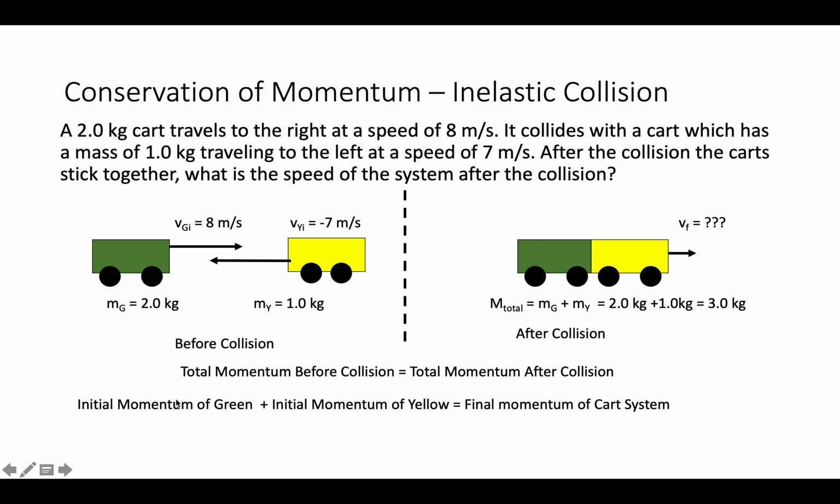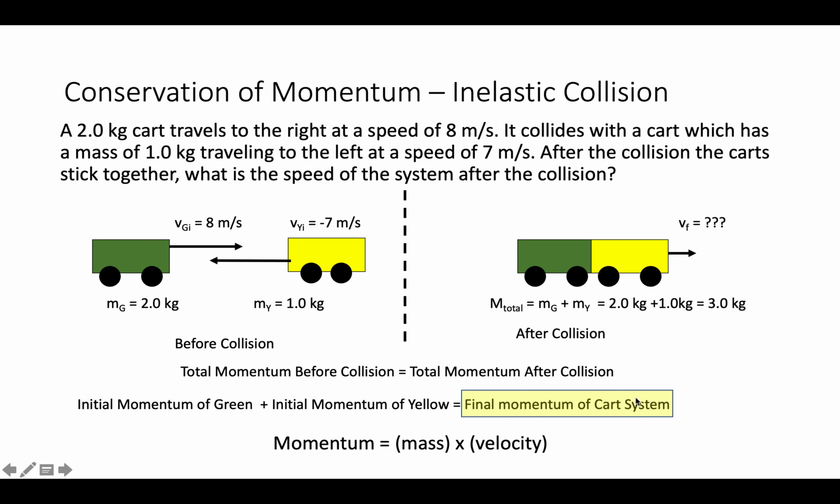Now before the collision, the green cart and the yellow cart each have momentum, and we can determine their momentum before the collision, and that has to equal whatever the momentum of this whole system, the two carts together, is afterwards. Since momentum is mass times velocity, and we know the mass and the initial velocity of each cart, we can determine their initial momentums. And if we know their initial momentum, that means we know their final momentum.